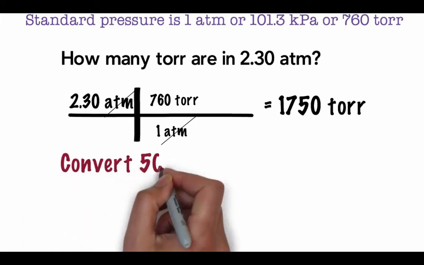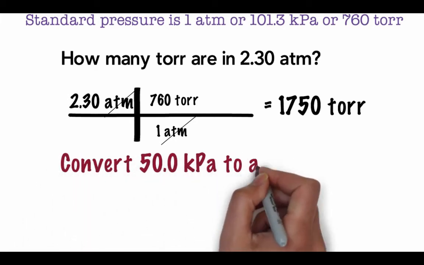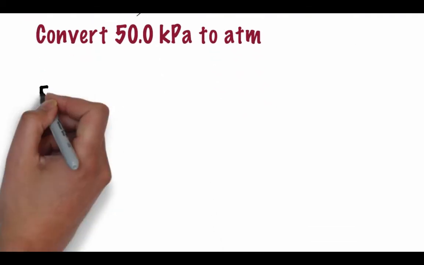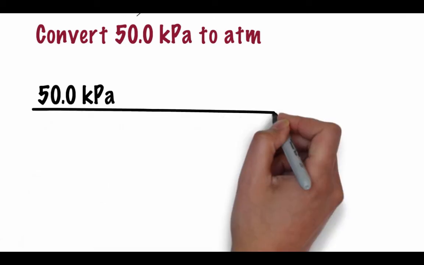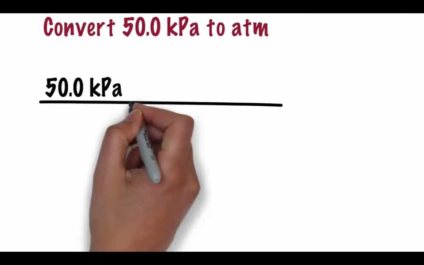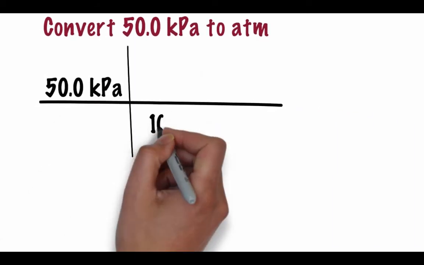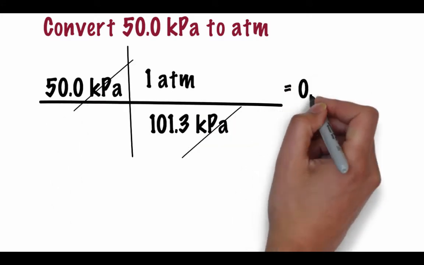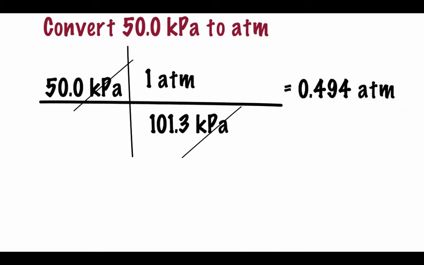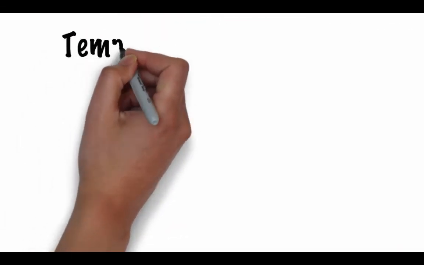Okay, here's the second one. Convert 50 kilopascals to atmospheres. In this case, we just write what we know, 50 kilopascals. This time, we want kilopascals in the denominator, which is 101.3 kilopascals, and 1 atmosphere in the numerator. This allows us to cancel out the kilopascals. So now when we divide 50 by 101.3, we get 0.494 atmospheres.